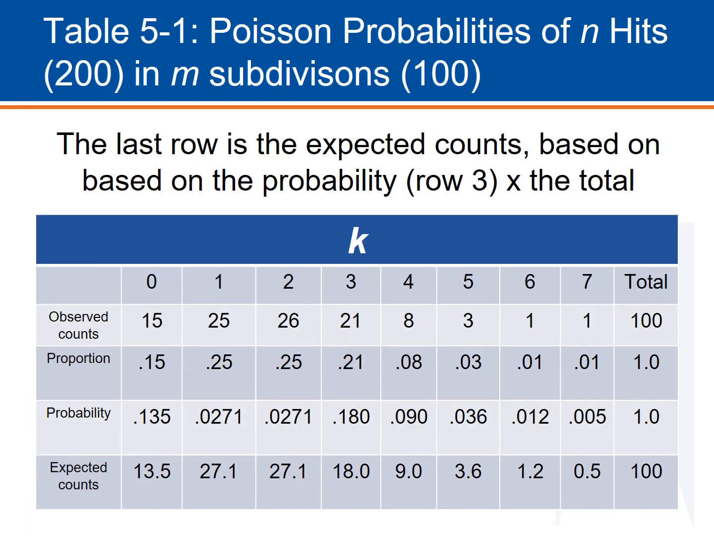Given the probability, it is easy to get the expected counts. Given a probability of 0.135, we would expect 13.5 squares to have 0 hits. Probability can be seen as a proportion; by multiplying it by the total you get the expected number of counts. Note that the formula is not realistic. There are no half squares, but this is based on the mathematical formula.